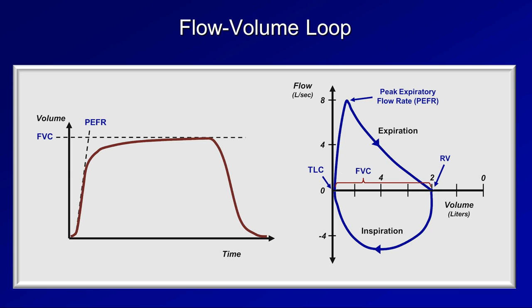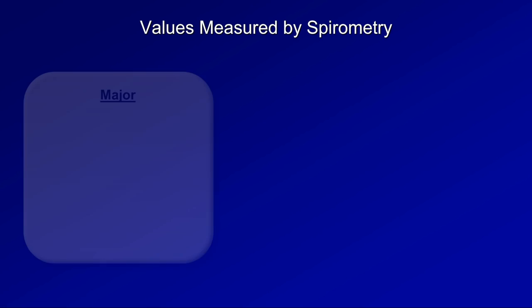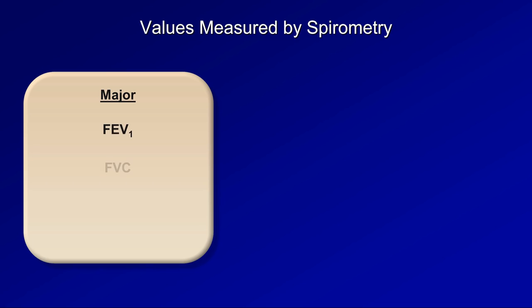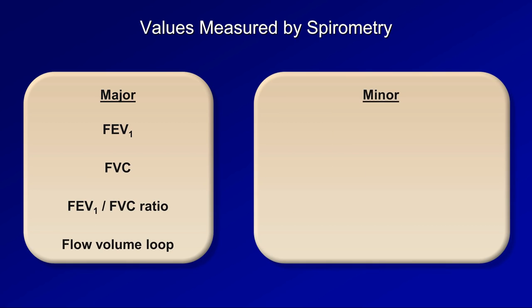Although at first glance it would seem that the flow volume loop does not provide any new information, the shape of the curve itself, irrespective of the peak flow in FVC, can provide important insight into a variety of lung diseases, most prominently the different types of airway obstruction. So in summary, the major values measured by spirometry are the FEV1, the FVC, the FEV1 to FVC ratio, and the flow volume loop. There are also some minor or less important values measured.